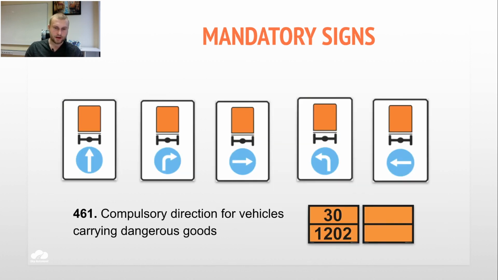So, compulsory direction for vehicles carrying dangerous goods. If I'm carrying dangerous goods, I have to go straight on this crossroad only, or only right on this crossroad. This information is mostly for the truck drivers and C category cars. But in the tests, this kind of question can appear anyway. So you have to understand the meaning of all the signs, even for the trucks.